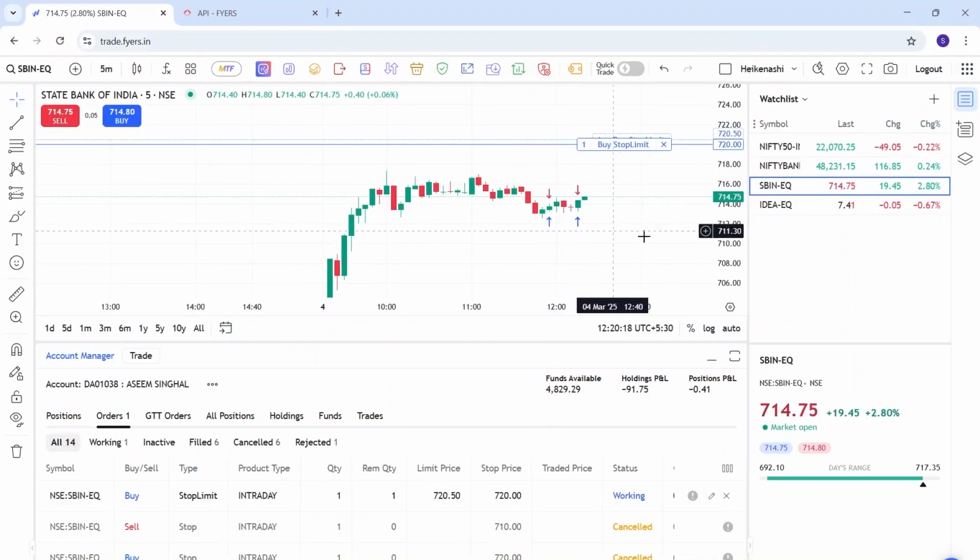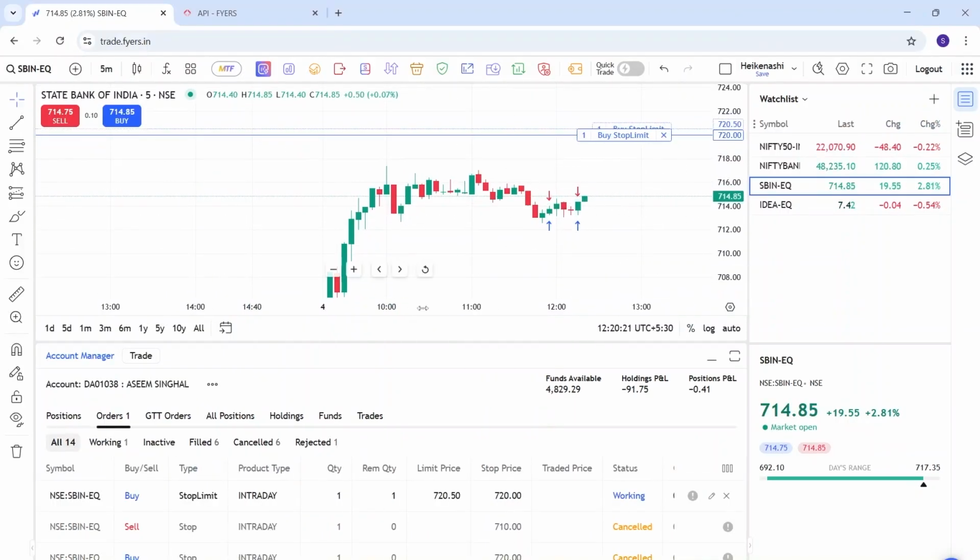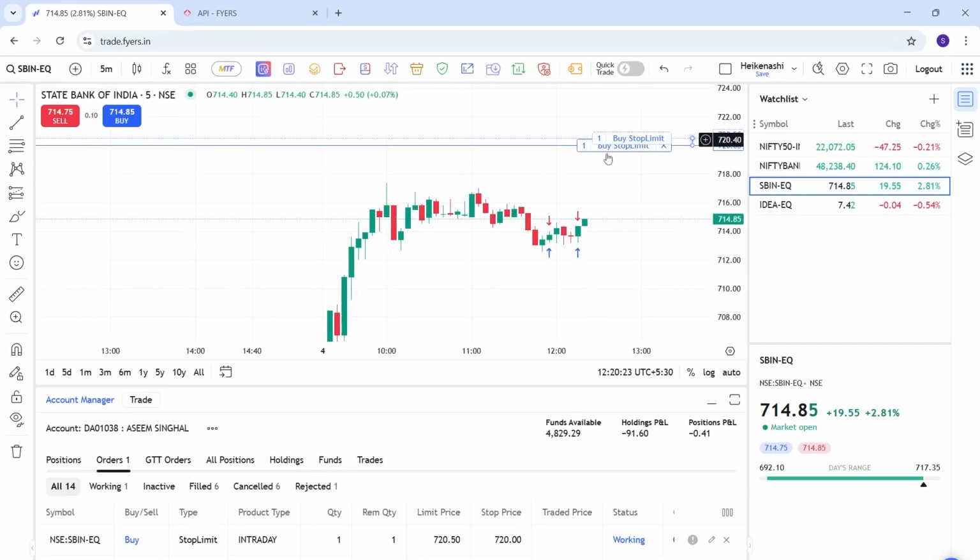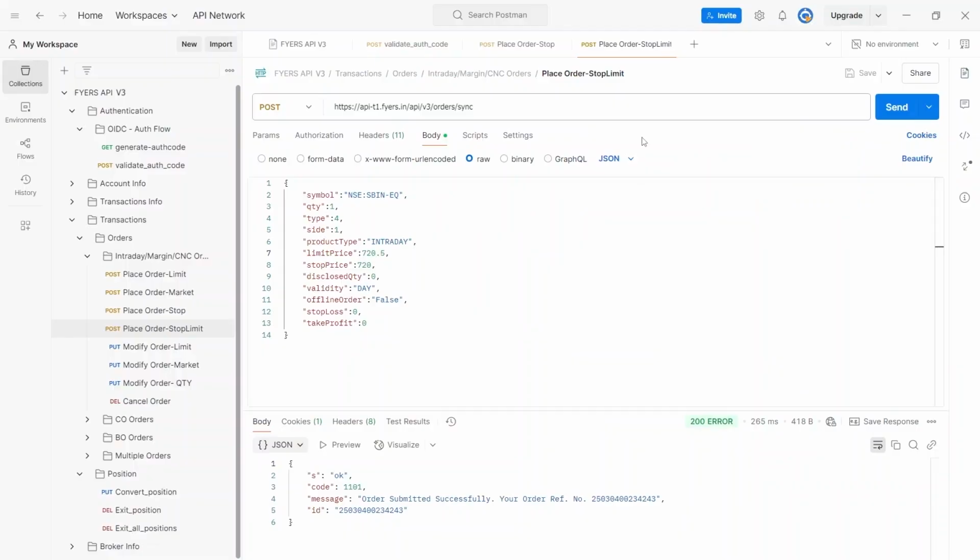So again, if we come here, you can see that I have placed an order at 720. That means this is my stop loss order. If the market touches here, it will try to execute the trade, but the worst case scenario will be it will take the trade at 720.5. So that is a difference. The stop price is the price at which it will trigger the trade, and the limit price is the maximum value I want to execute the trade at.